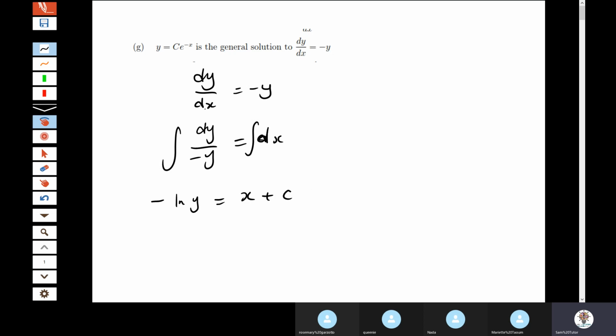Remember, we want it to become an exponential. So let's hope it becomes an exponential. Well, let's do it like this. Minus x minus c. y equals e to the negative x minus c.